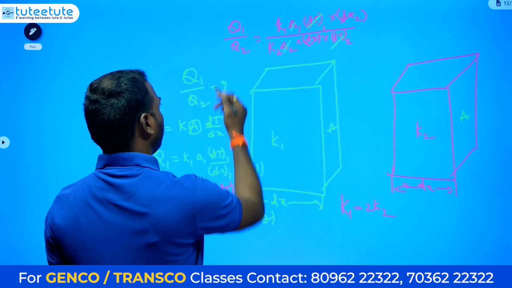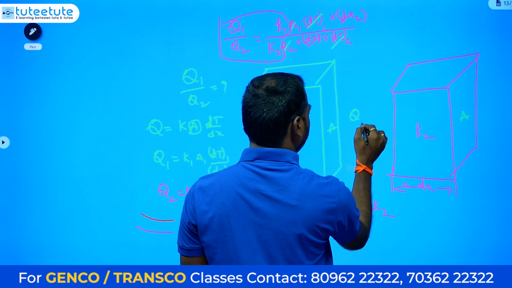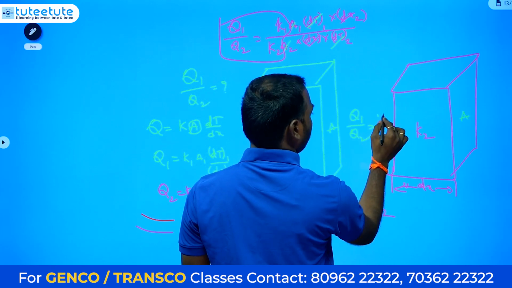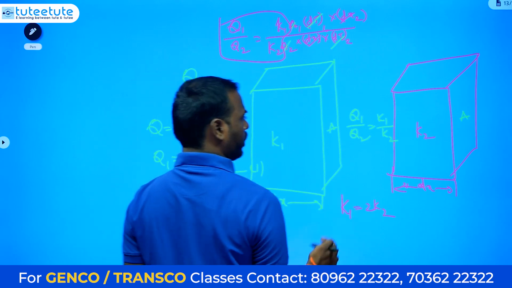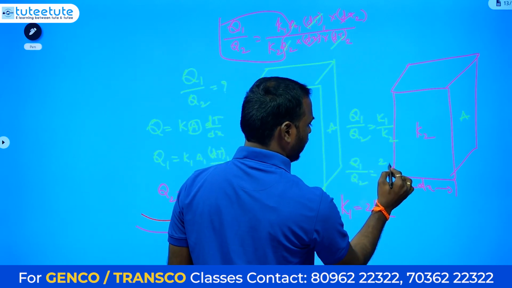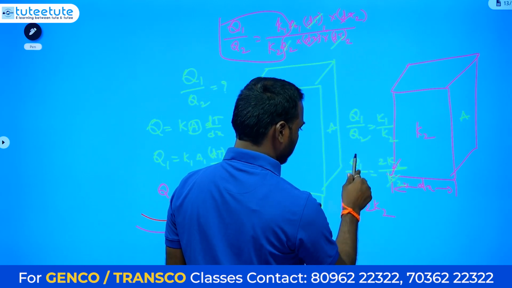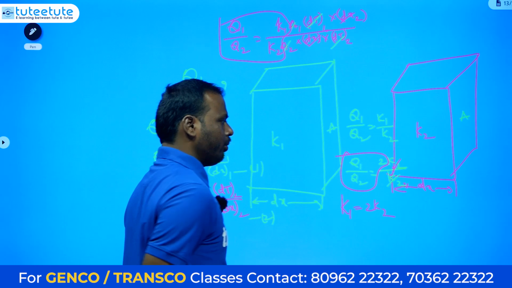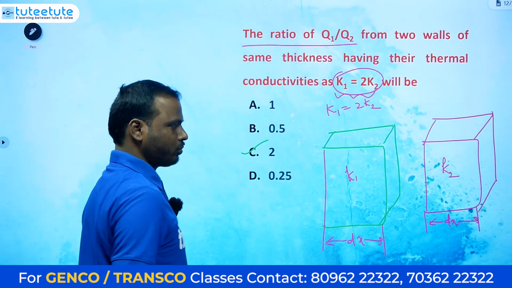So here you can write that Q1 by Q2 is equal to K1 by K2. But it has been given that K1 is equal to 2K2. So Q1 by Q2 is equal to 2K2 by K2. K2 will cancel, so the remaining is Q1 by Q2 is equal to 2. So the answer will be 2.